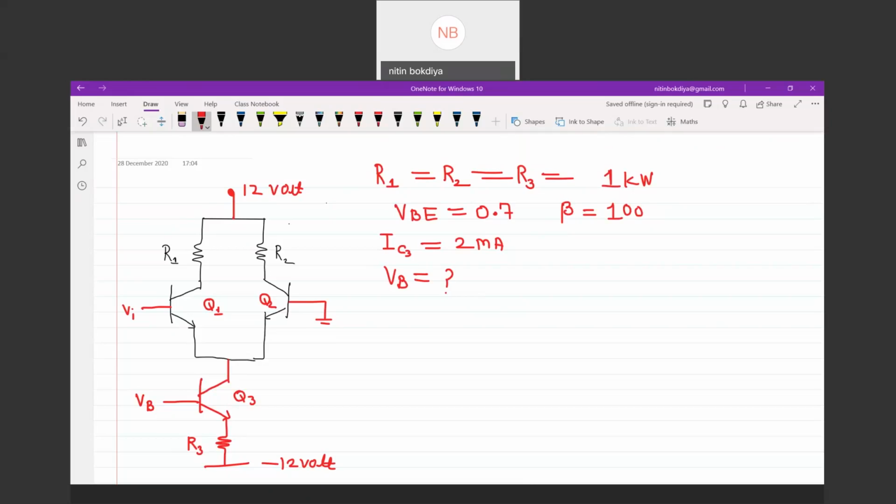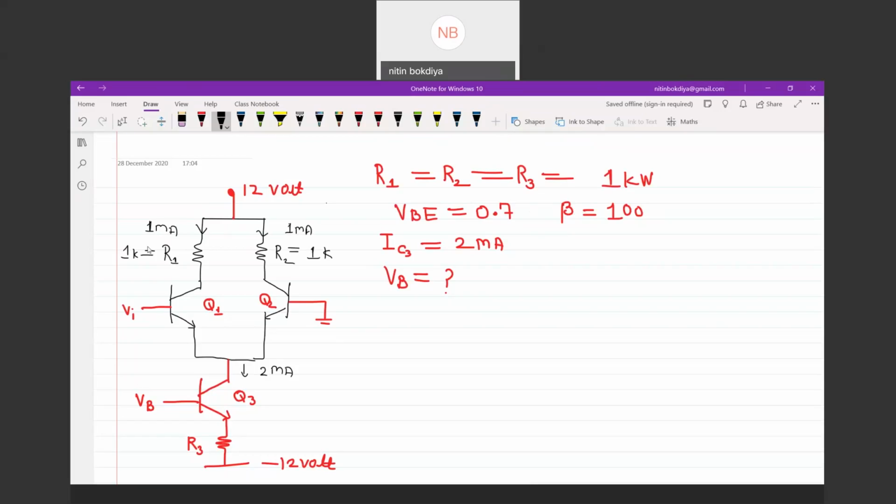So you can say the current here is 2 milliampere, and Q1 and Q2 are identical transistors. So you can say this 1 milliampere current comes from here and 1 milliampere current comes from here. And the V into I product is equivalent to 1 kilo ohm, so this is also a 1 kilo ohm resistance. And this is approximately 1 kilo ohm resistance. Okay.